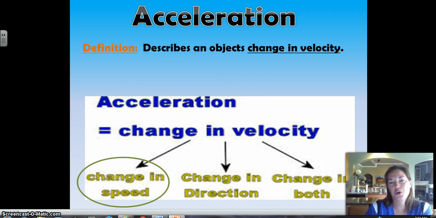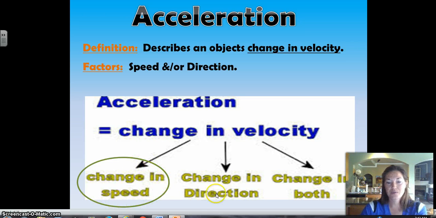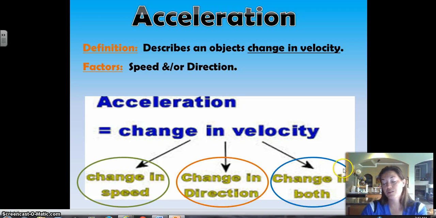Acceleration is a third way we can describe motion. Acceleration describes an object's change in velocity. And there are 3 different ways an object can accelerate. It can accelerate by changing its speed. It can accelerate by changing its direction. And it can accelerate by changing both the speed and the direction. So the factors that determine the amount of acceleration are the speed of the object or the direction of the object. If this changes, then acceleration occurs, or if this changes, acceleration occurs.